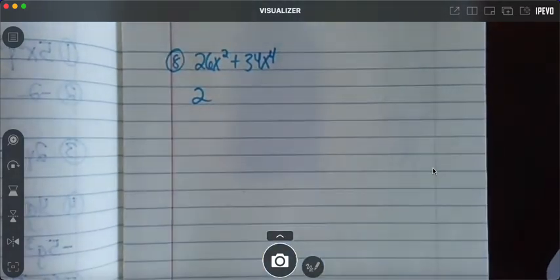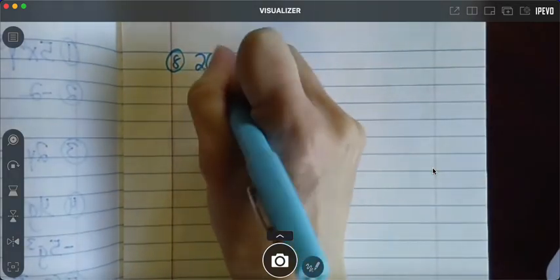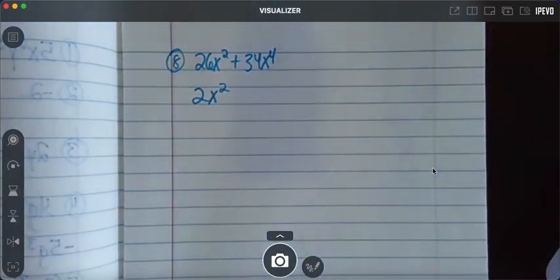What else do we have to look at? The variables. How many variables can you factor out? How many do they both have? 2. They both have 2. That's why it's going to be x squared. Does everybody understand that part?